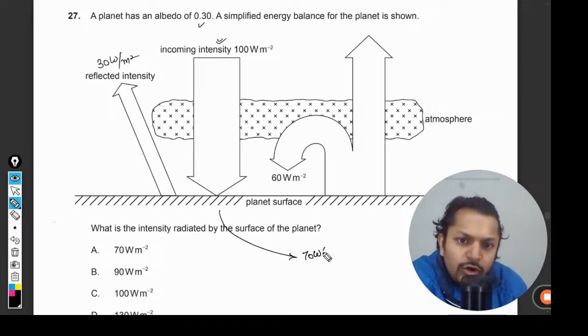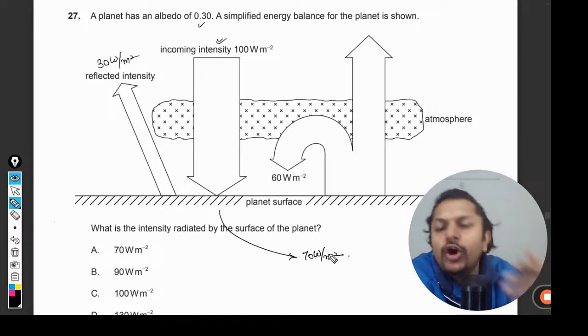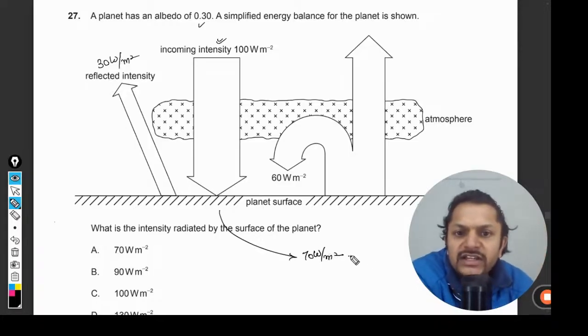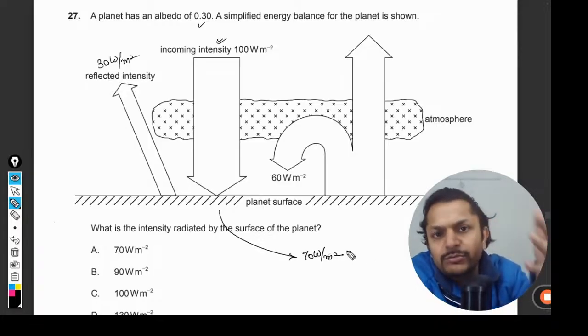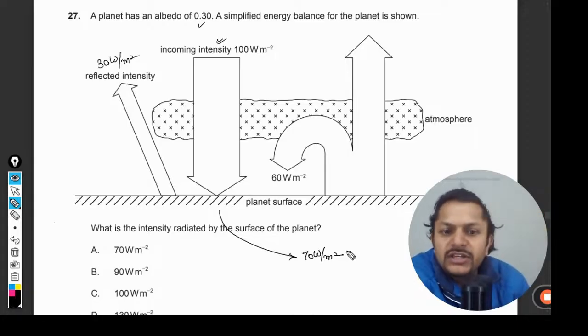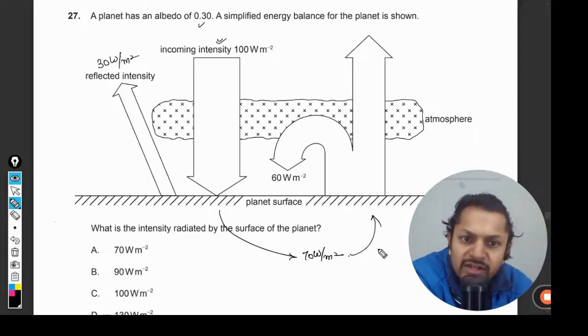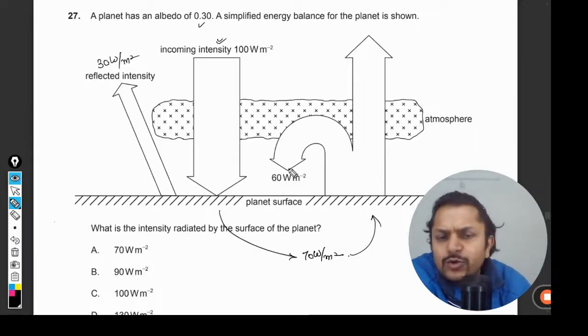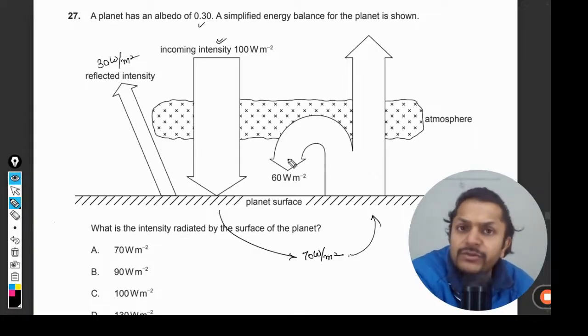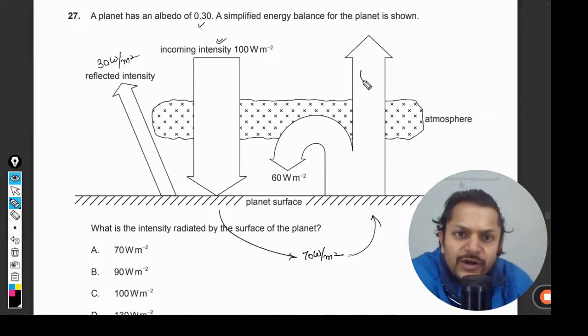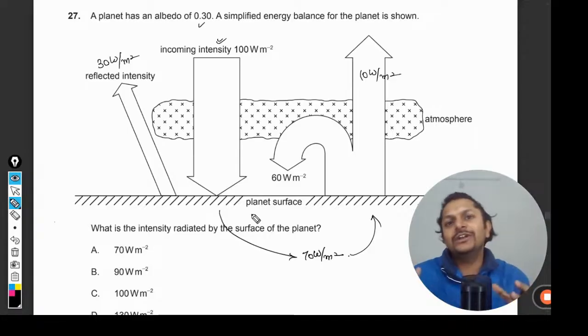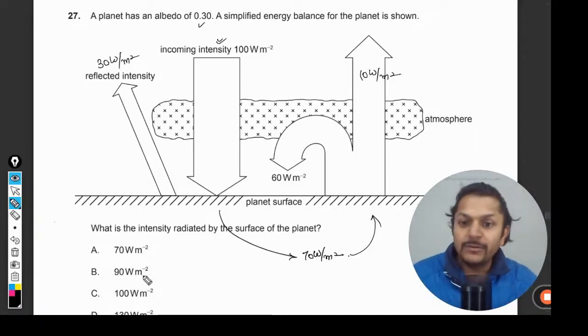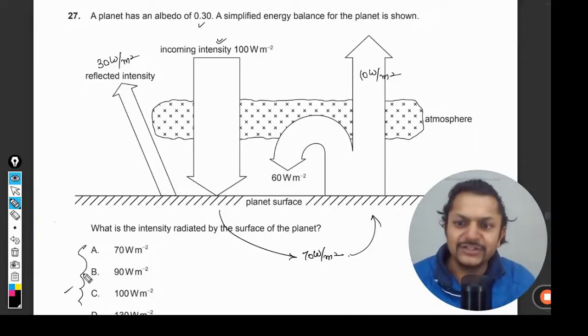So 70 watt per meter square is the energy which is absorbed by Earth. Obviously, if the temperature has to remain constant, this energy has to be radiated back, so this will be given here. So in the first instant it feels like 60 is reflected back from the atmosphere to the earth. So the answer here should be 10 watt per meter square. That is what we usually think of, but as we can clearly see, 10 is not an option here, so definitely that is wrong.